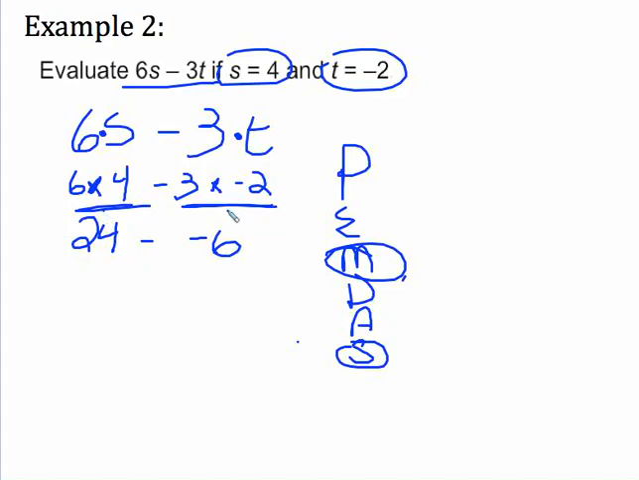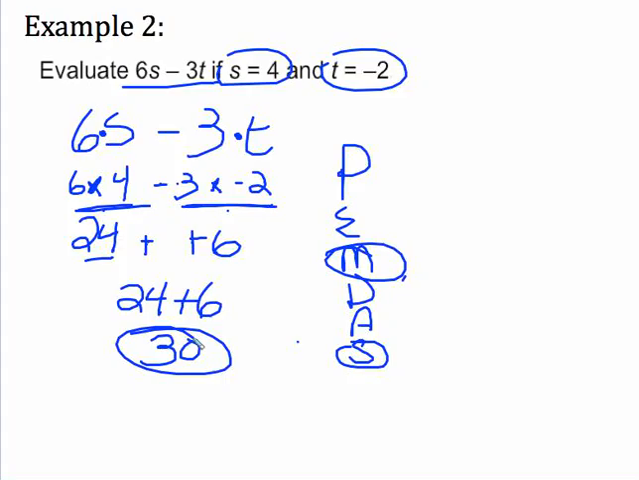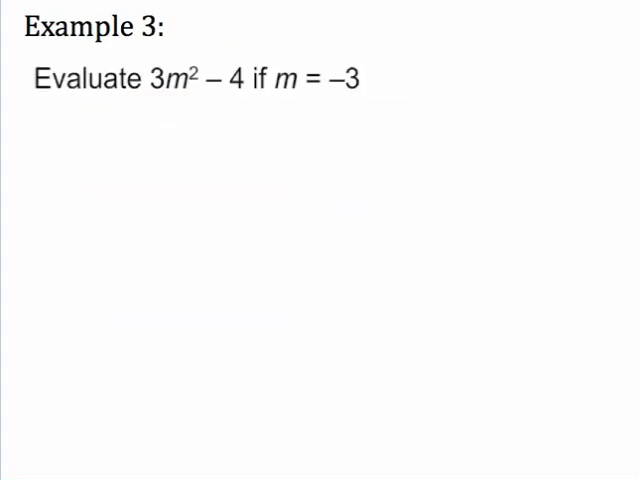So now I have 24 minus negative 6. If you're wondering where I got this minus from, that's the one that I just dropped down, and then 3 times negative 2 is negative 6. Now, remember, whenever we subtract, we add the additive inverse, or we keep, change, change. So that's going to be 24 plus 6, which is 30. And that's my answer. Okay? Let's go to our next example.